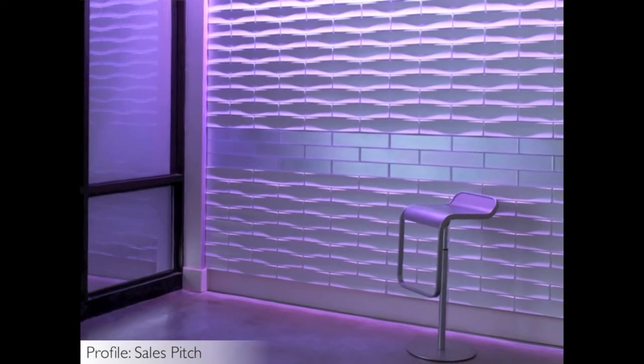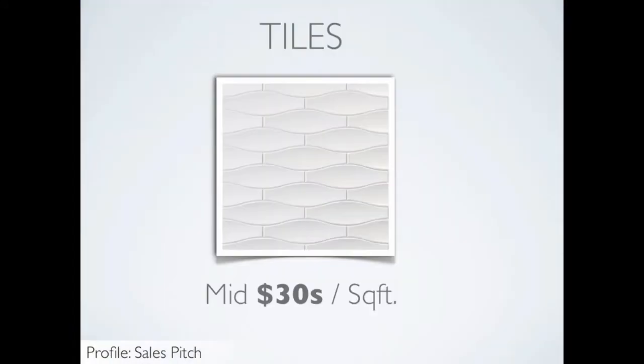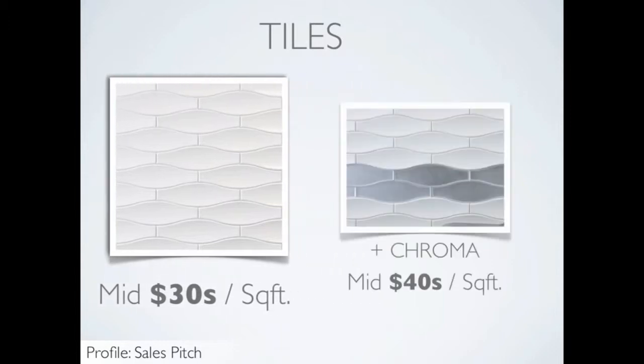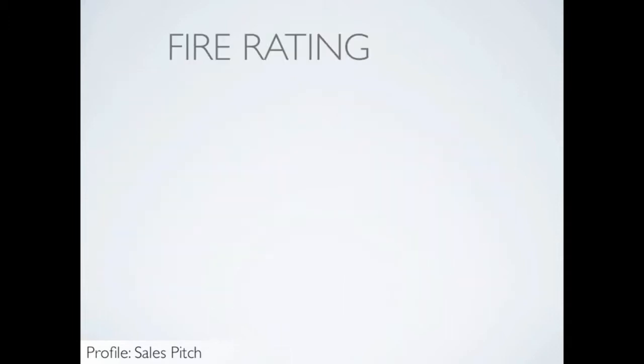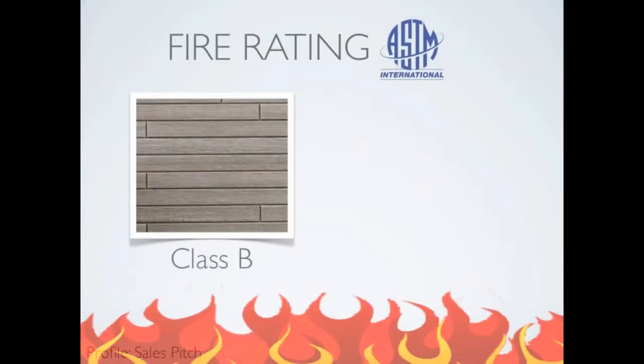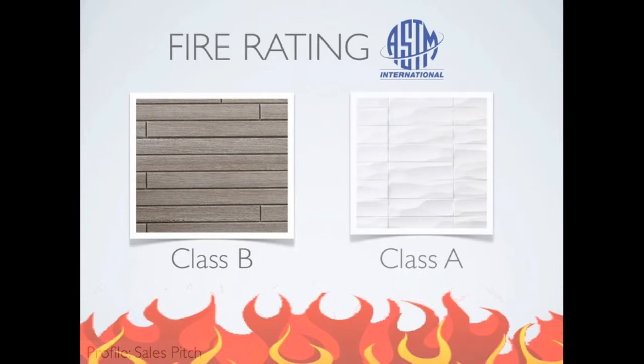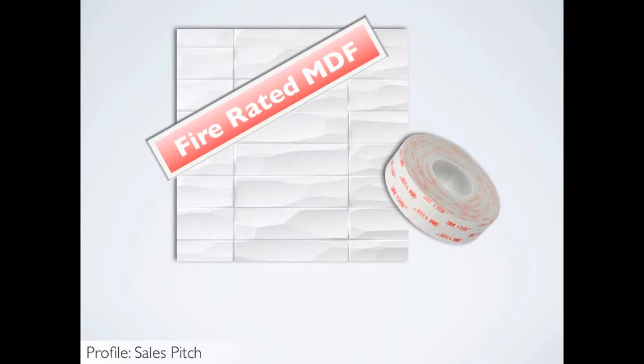tiles installation. Tiles start in the mid $30 per square foot, with solutions incorporating Chroma priced in the mid $40. Tiles have a standard Class B fire rating when using our finishes and can also achieve Class A fire rating by specifying our fire rated MDF. This solution is easy to install. Simply use the 3M VHB, which we ship out with the material to adhere the tiles to the wall. Using the fire rated MDF adds $4.50 per square foot.